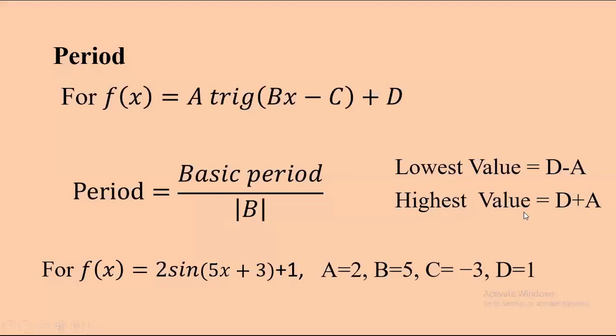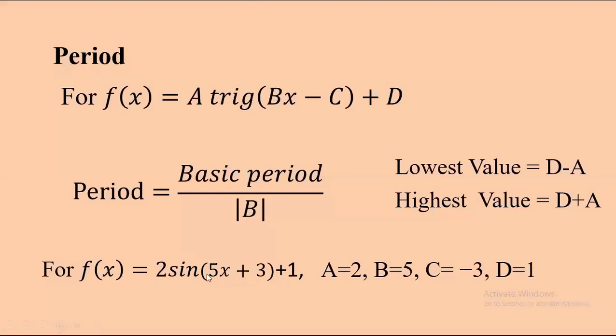Highest value is d plus a, that is 3. Here the maximum value is 3, and the lowest value is d minus a, that is 1 minus 2, that is minus 1. So what is the range? Minus 1 to 3. This is the range. And what about domain? Domain is the set of all real numbers x. So this is how we will see the other part.